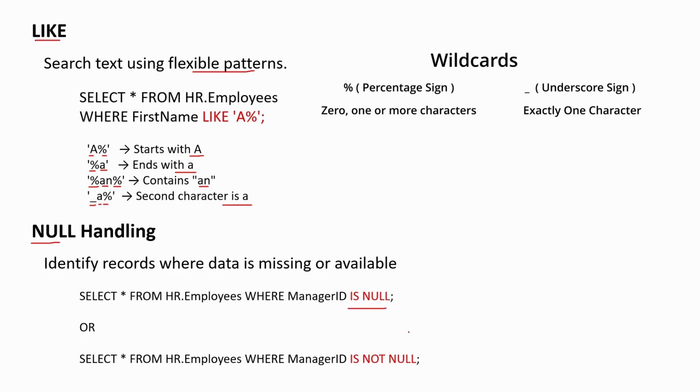And if you want to find all the records where the manager ID value is present, we will use IS NOT NULL. One important thing to understand here is we will not use equals NULL or not equals NULL, as SQL provides IS NULL and IS NOT NULL specifically to check NULL values. Now let's practice all this with our employee data.